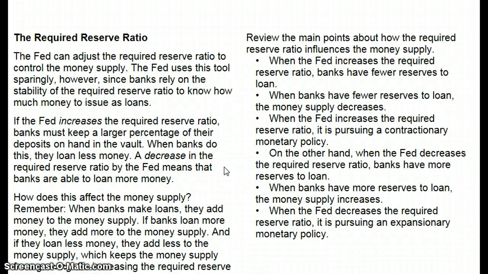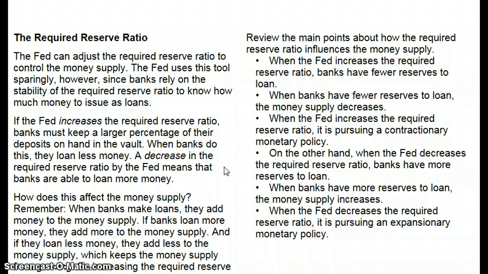The required reserve ratio. The Fed can adjust the required reserve ratio to control the money supply. The Fed uses this tool sparingly, however, since banks rely on the stability of the required reserve ratio to know how much money to issue as loans. If the Fed increases the required reserve ratio, banks must keep a larger percentage of their deposits on hand in the vault. When banks do this, they loan less money. A decrease in the required reserve ratio by the Fed means that banks are able to loan more money.